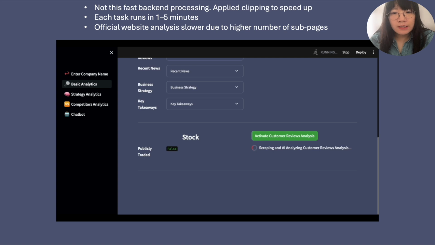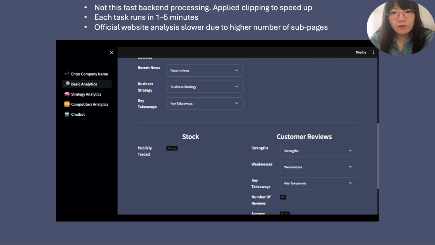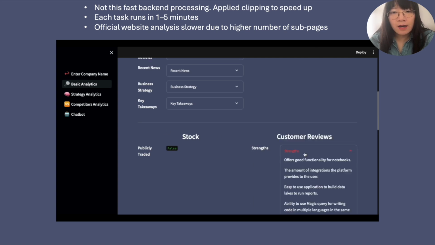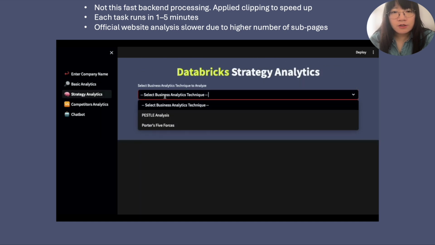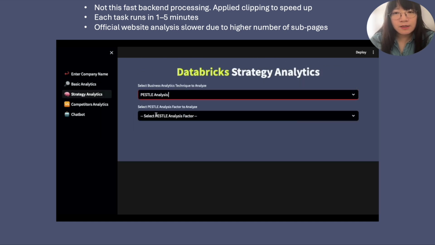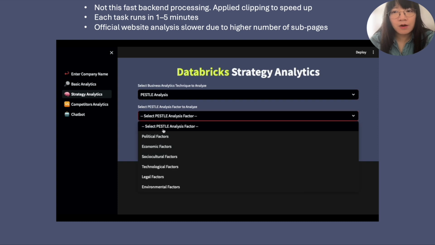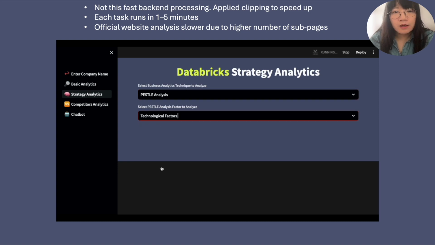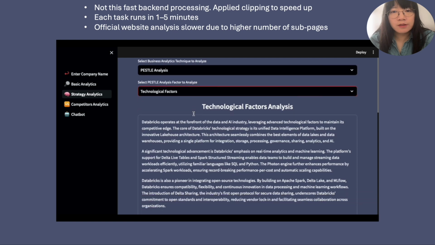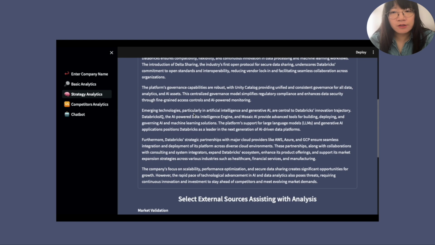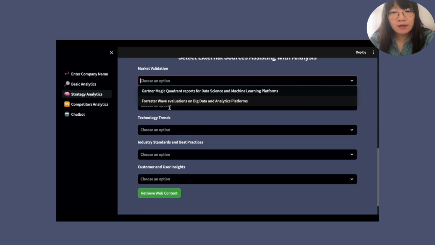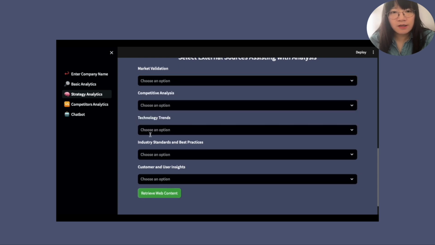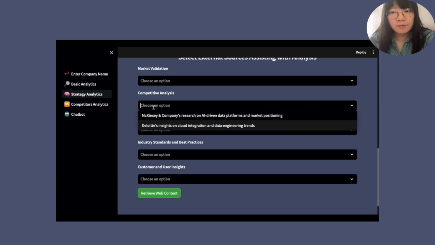We also want to understand the third-party customers' reviews, both positive and negative, to have a more objective picture of the companies. In strategy analytics, you can choose a business analytical technique like PESTLE or Porter's 5 forces. Here is the report. It can offer some initial suggestions, but we need external professional sources to gain a deeper understanding. The AI has reason to suggest different sources, like professional McKinsey reports and even academic papers.